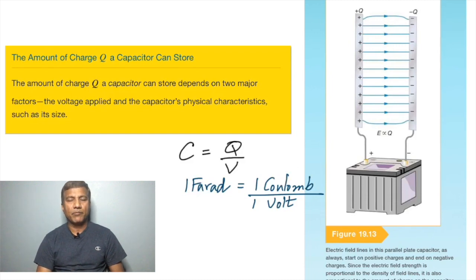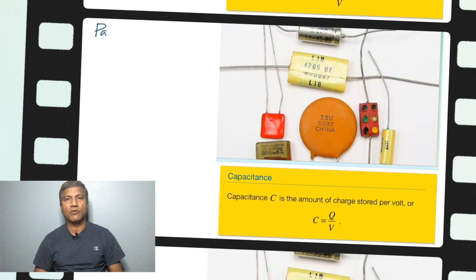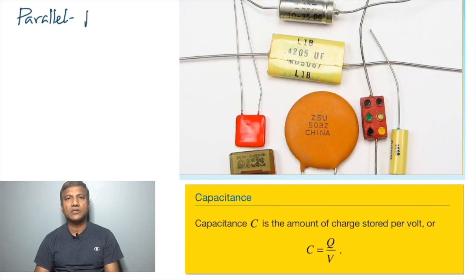Before we get into calculations, the fundamental formula for capacitance is the ratio of the charge to the voltage. So C is equal to Q by V, which enables us to define the unit of capacitance, which is called a farad. 1 farad is 1 coulomb over 1 volt. 1 farad is 1 coulomb divided by 1 volt, and that's a very important formula. Capacitance is the ratio of the charge to the voltage.